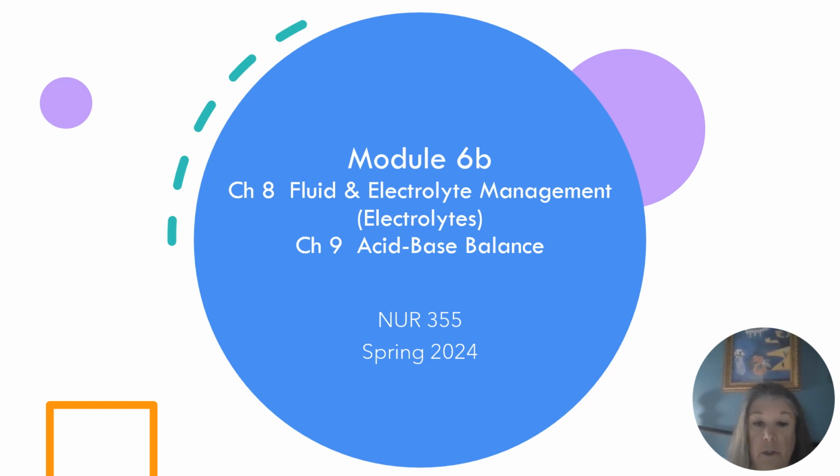Hi, Adult Health One. So this is Module 6B. We're going to talk about electrolytes from Chapter 8 and then just touch on some acid-base balance from Chapter 9. We are going to go over ABGs, how to interpret ABGs, and all of that as part of lab.